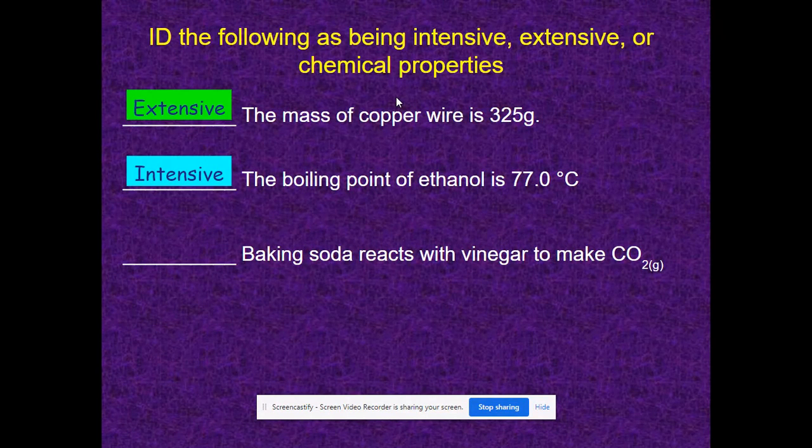Okay, baking soda reacts with vinegar to make CO2. You guys know this if you ever baked a cake. That's where you get the little bubbles or the air pockets in there to make the cake rise a little bit. All right. So baking soda.